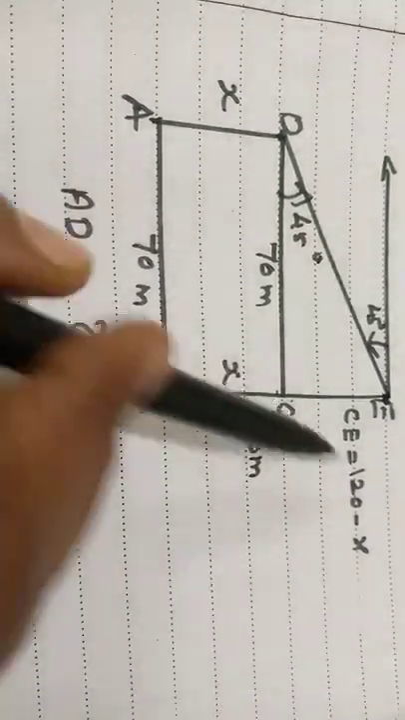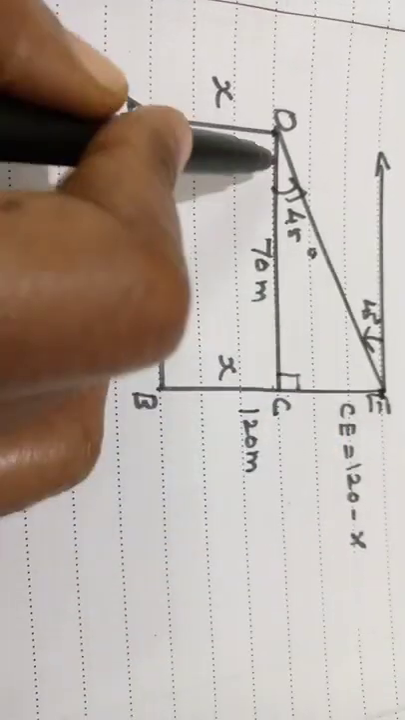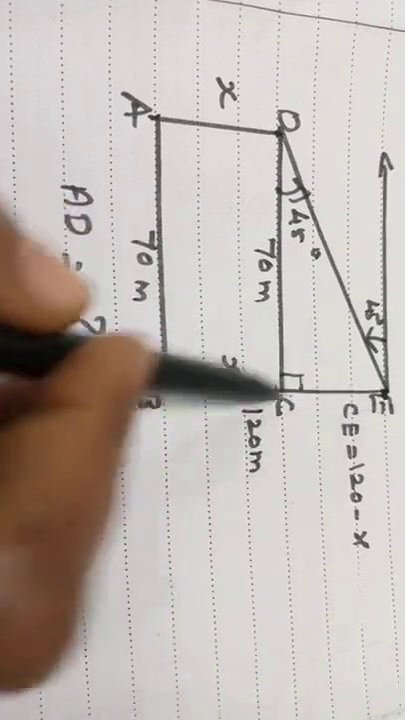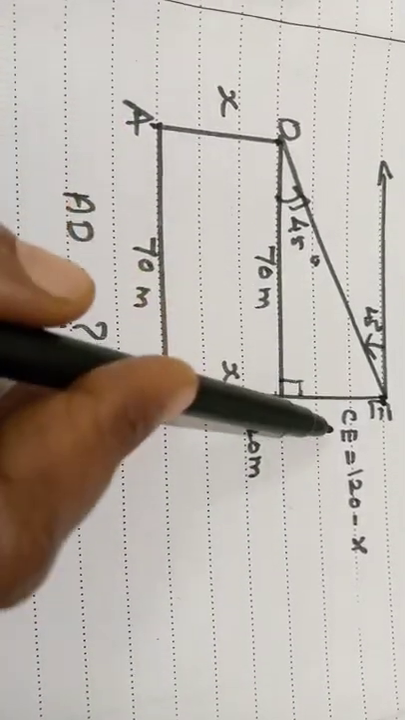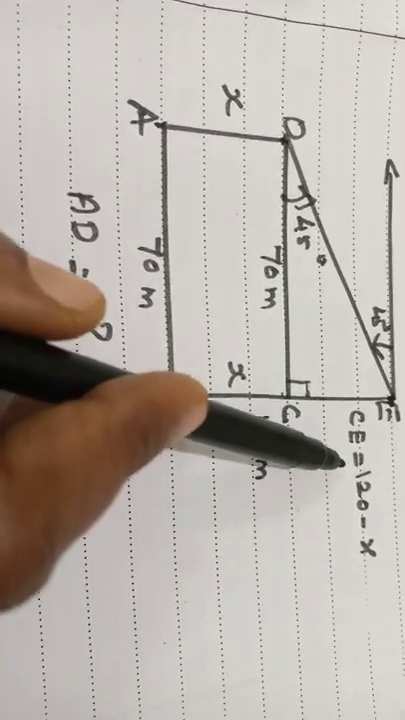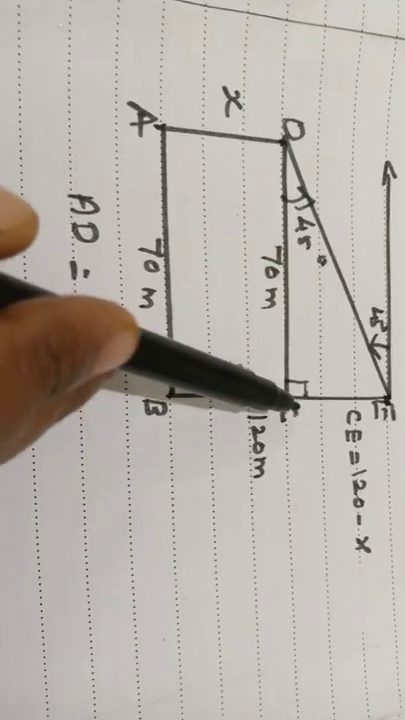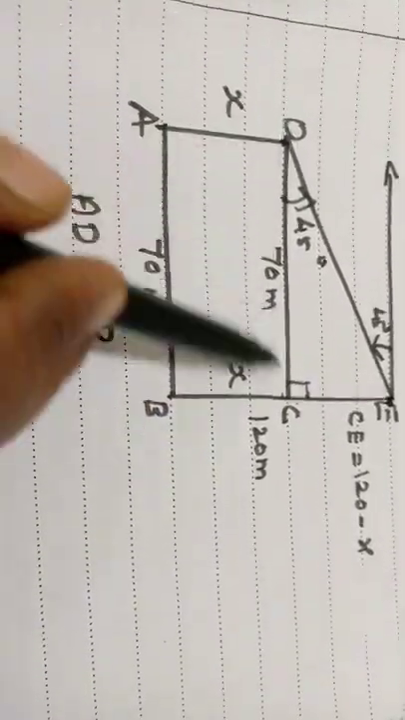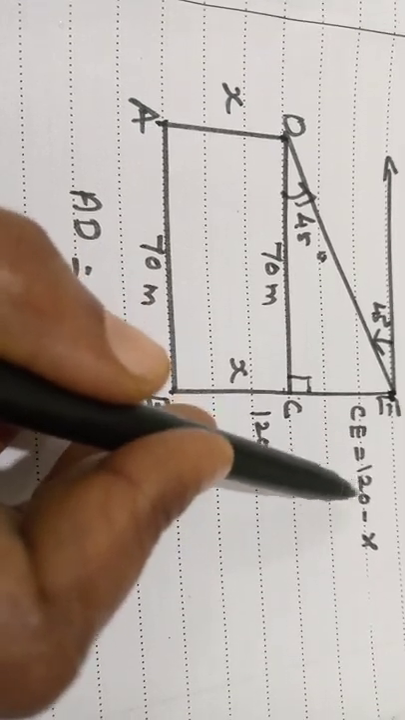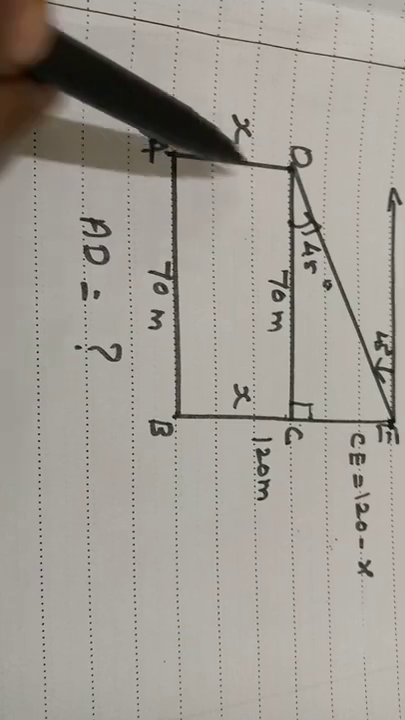In which right triangle? In right triangle ECD, what ratio can you use here? This opposite side you have to find first of all. So use the tan ratio. Tan 45 equals CE by CD. This adjacent value is there. By that you will get the X value from here. Once you get X, that gives the value for AD.